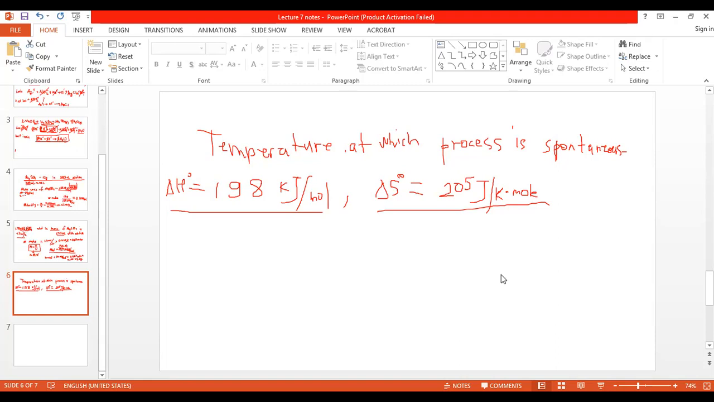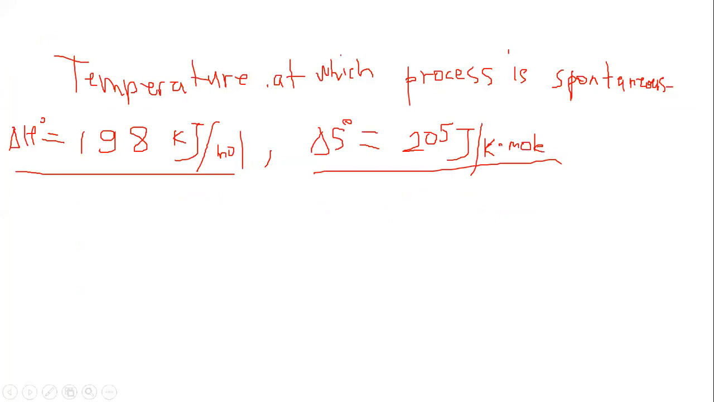The parameter delta G determines the spontaneity of the process. What is delta G itself? This is Gibbs free energy, the free energy of the system. If you have Gibbs free energy less than zero, then the process is going to be spontaneous. If you have Gibbs free energy more than zero, then it's going to be non-spontaneous.